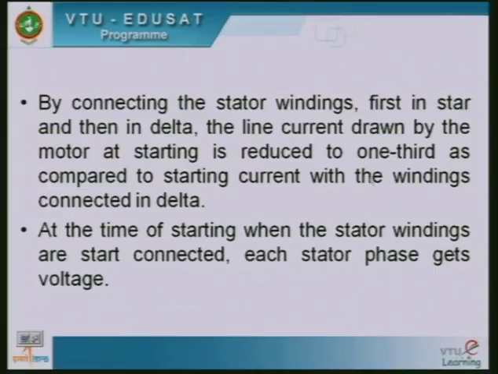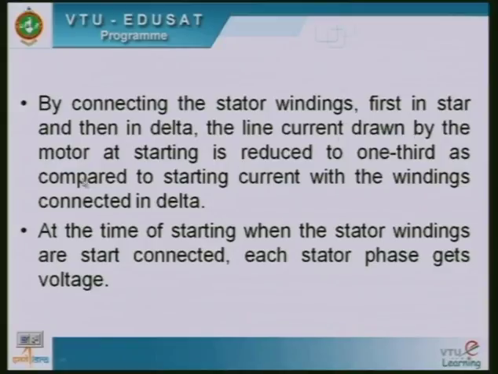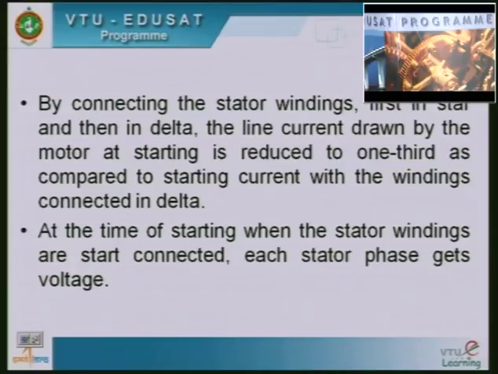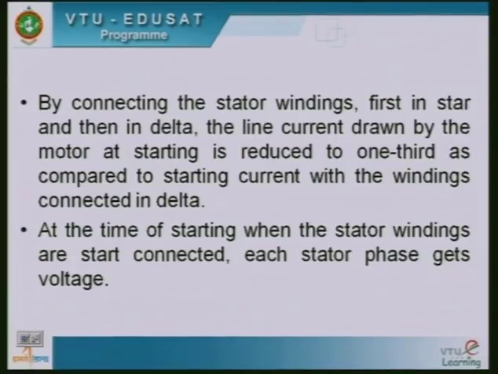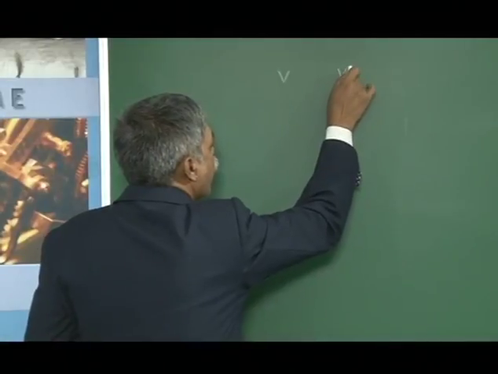So, by connecting the stator winding first in star then in delta, the line current drawn by the motor at starting is reduced to 1/3 as compared to the starting current with the windings connected in delta. Here I would like to give a small equation. When the stator windings are connected in star, if the supply voltage is V volts, the voltage applied across each phase will be V by root 3.